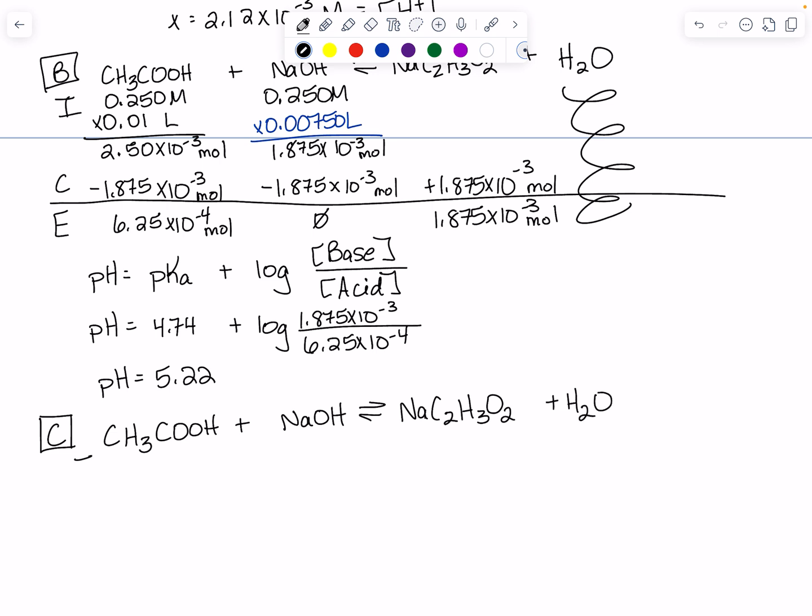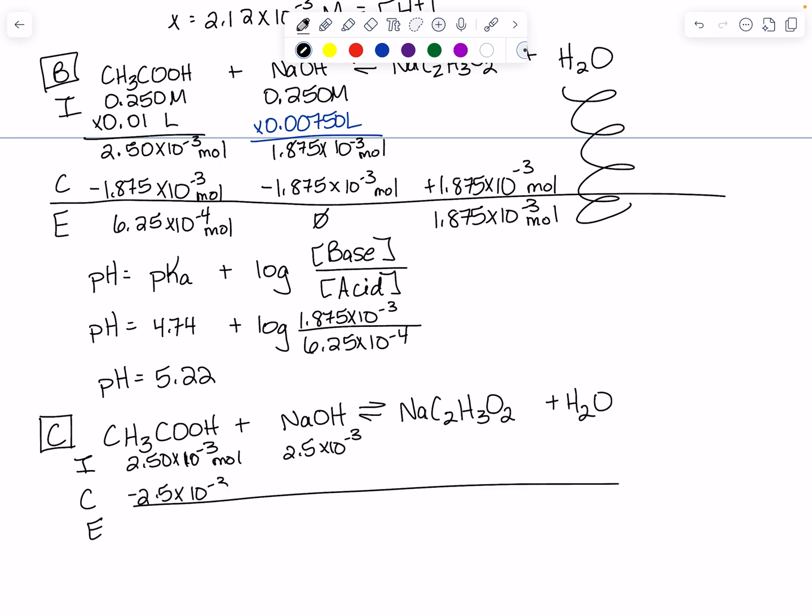If I start with equal moles of acid and base, then that means I have 2.5 times 10 to the minus 3 moles of acetic acid. I've got 2.5 times 10 to the minus 3 moles of the base. That means I use all of it. When it's all said and done, I don't have any acid or any base left over. What I have is salt. 2.50 times 10 to the minus 3 moles of salt.